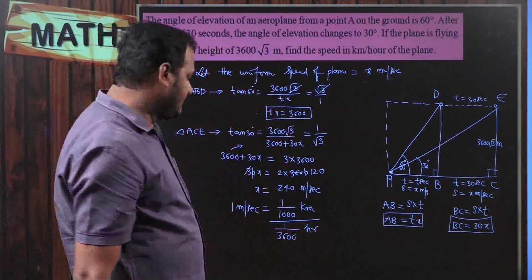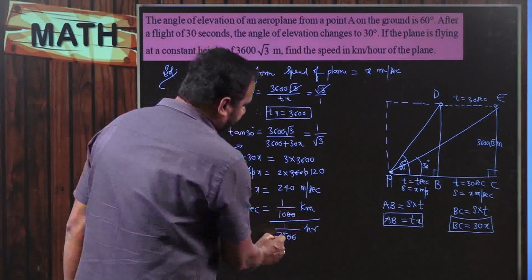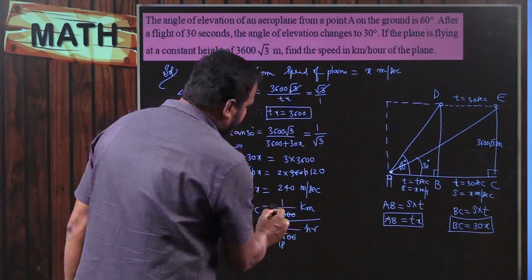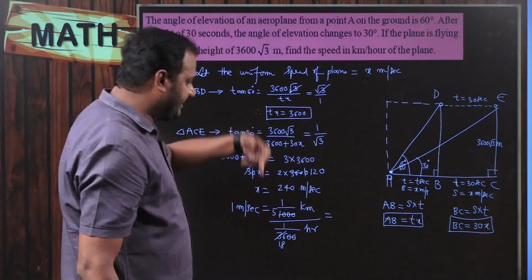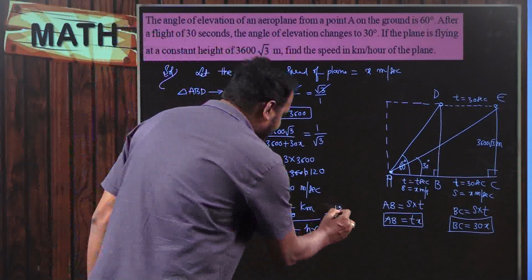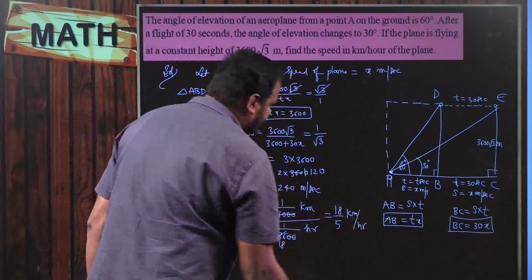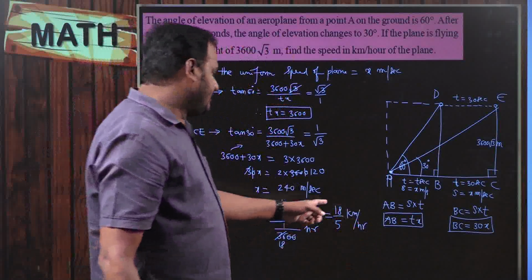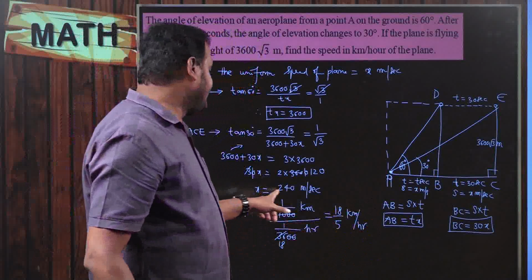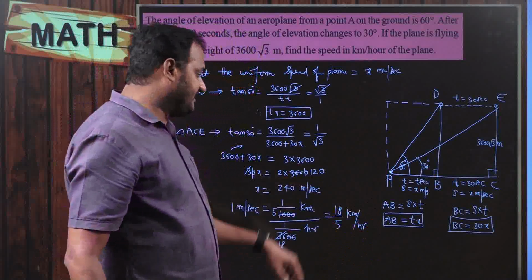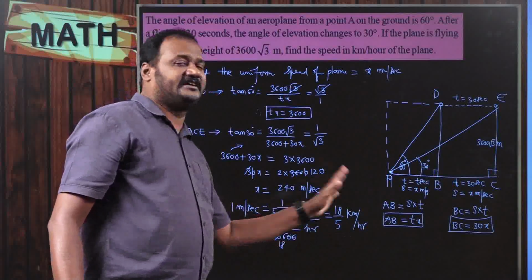So hope you understand now. Here the cancellation is going to be: 2 zeros can be cancelled, and 2 18s are 36 and 2 5s are 10. Basically you get 1 meter per second is equal to 18 divided by 5 kilometers per hour. So 1 meter per second is equal to 18 by 5 kilometers per hour. So what has to be done here? In order to find our speed in kilometers per hour, you have to convert this meter per second into 18 by 5 kilometers per hour.